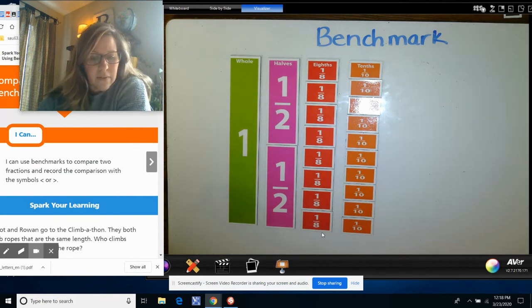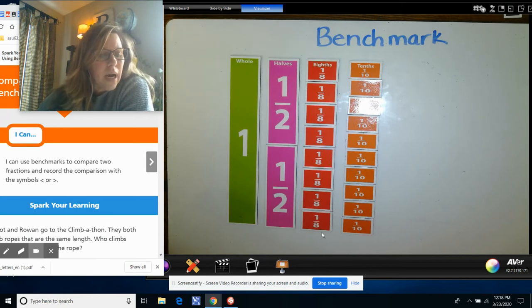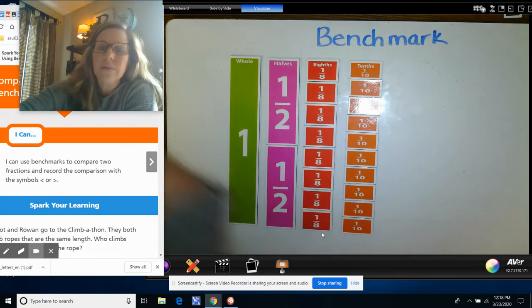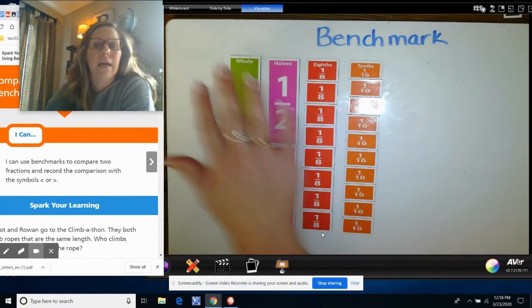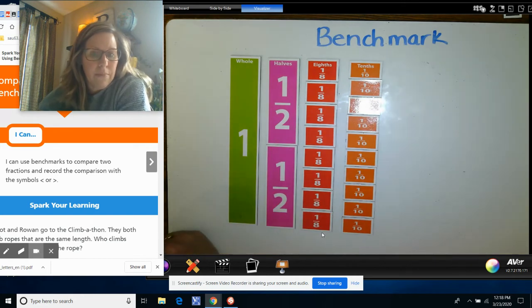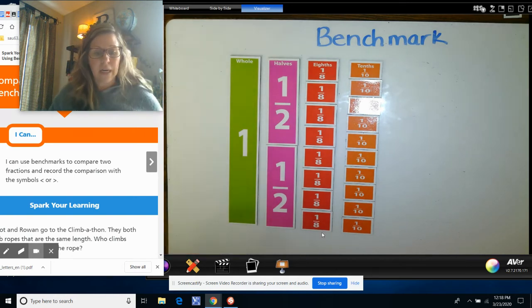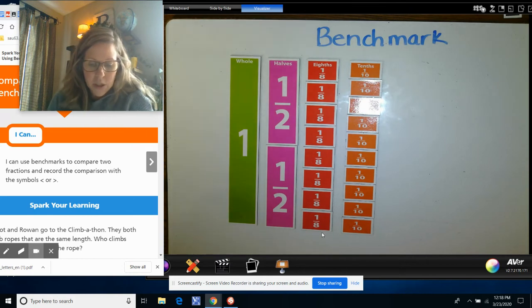I want everybody to have your math books in front of you, and please turn to page 271. I also want you to get your whiteboard markers. I also need you to get your tiles. So any of your fraction tiles that you have, you can see here on my board, you need to grab those. So if you need to go and grab anything, please pause the video and go and grab them. If you have everything in front of you, then we're going to get started. So please turn to page 271.